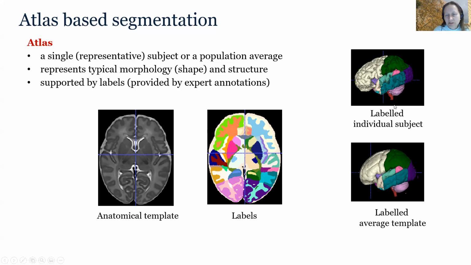And here you can see the difference between labeled individual subject and labeled average template. So in individual subject, the cortical folding can be nicely seen, while in the average template, the cortex is much smoother. The reason for that is that cortical folding is individual, and after averaging many subjects, it will become smooth because the individual variation has been averaged out. So for this reason, it might be better to use average template for the registration because it is more likely that we will be able to register the cortical folding correctly, for example.